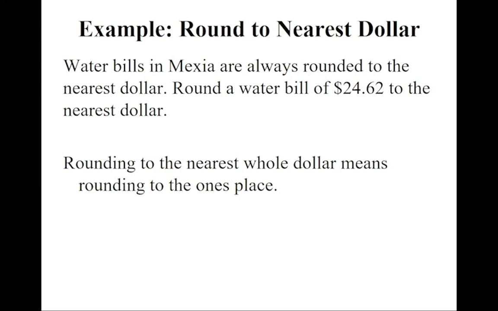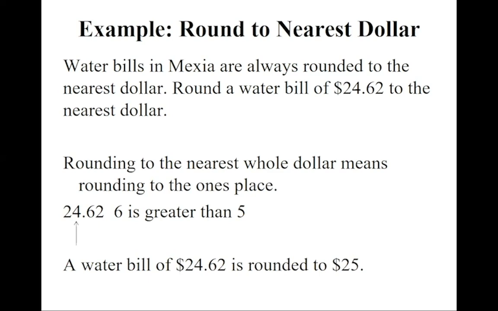Water bills in Mexia are always rounded to the nearest dollar. Round a water bill of $24.62 to the nearest dollar. Rounding to the nearest whole dollar means rounding to the ones place. So I already fixed this one. 24.62. The ones place is a 4. To the right of the ones place is a 6. That's going to round that 4 up to a 5. So $25. And that's not a decimal point at the end. That is the period at the end of the sentence. And that is it for this topic.